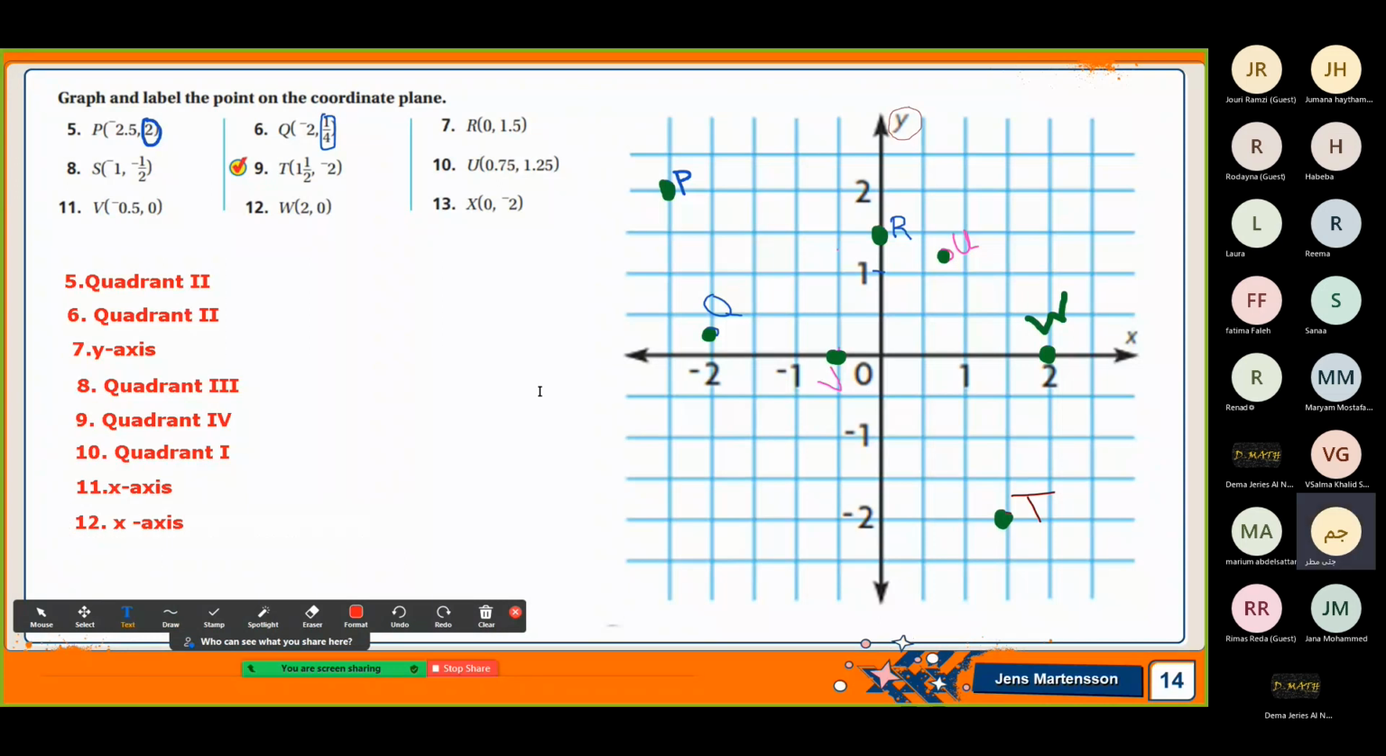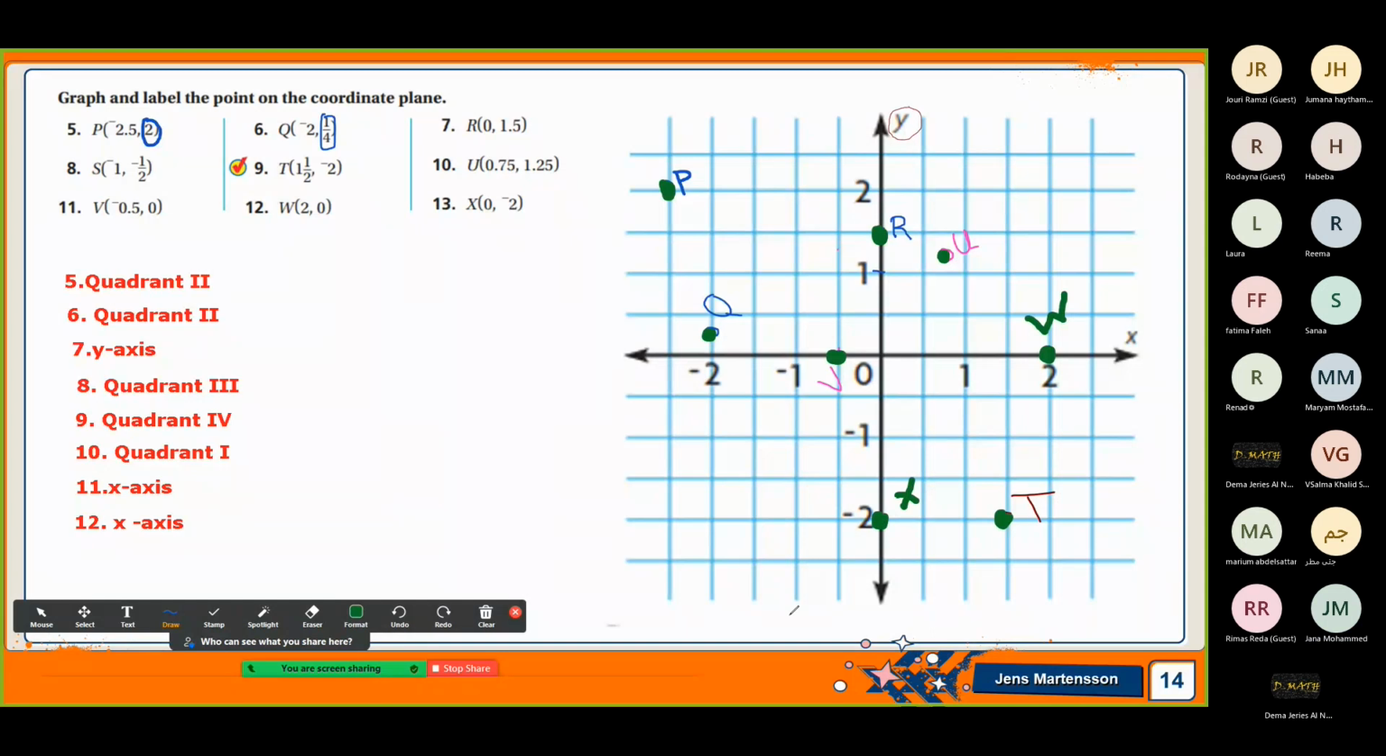Now, Jana Muhammad. Yes, teacher. Yes, Jana. Number 13. X is (0, -2). At first 0, then -2, you have to go down. Bravo. On which point? On the -2 point. Thank you. So here is point X.